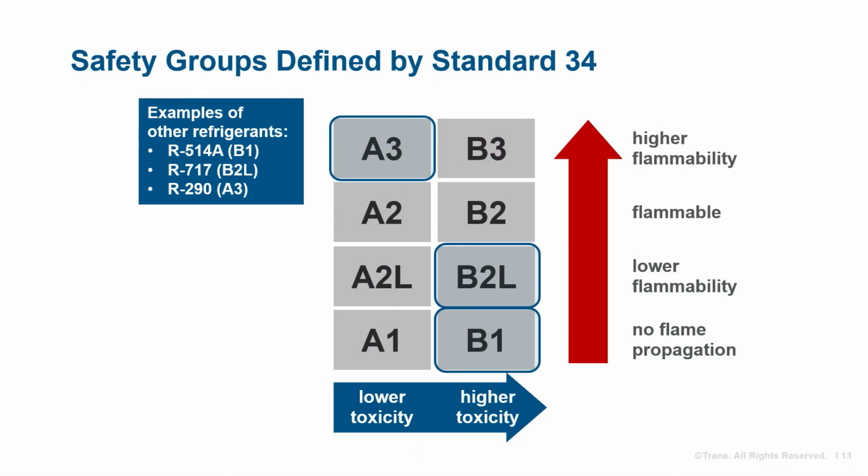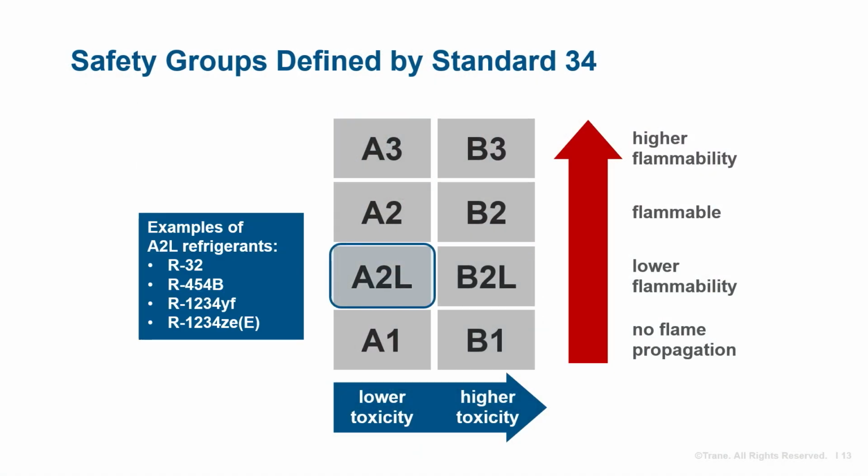Many of the new lower GWP refrigerants are classified A2L, which have a lower toxicity profile with a lower flammability characteristics. Examples of Class 2L refrigerants are R32, R454B, R1234YF, and R1234ZE. Section 6 of Standard 15 references ASHRAE Standard 34 as the source for this refrigerant safety classification.